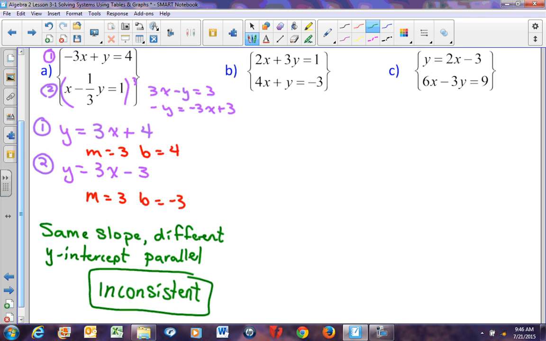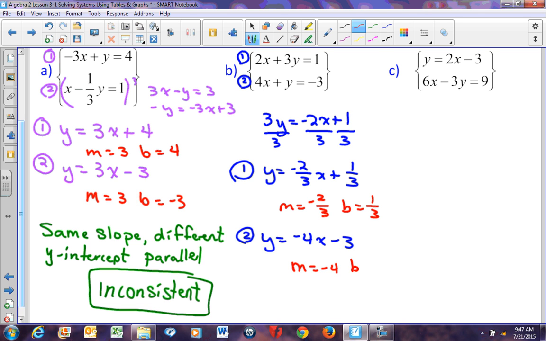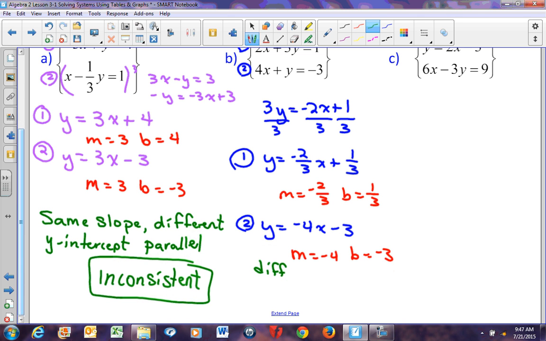Let's take a look at our second equation here. This is equation 1, this is equation 2. Equation 1, I will have 3y equals negative 2x plus 1, divided by 3. I have y equals negative 2 thirds x plus 1 third. That's equation 1. So my slope here, negative 2 thirds, my y-intercept, 1 third. Equation 2, I have y equals negative 4x minus 3, because all I did was move the 4x to the other side. So in equation 2, my slope is negative 4, my y-intercept is negative 3. So different slopes, different y-intercepts. Okay? Different slope, different y-intercept. Means the lines intersect, so this is a consistent solution. They're going to intersect in one point.